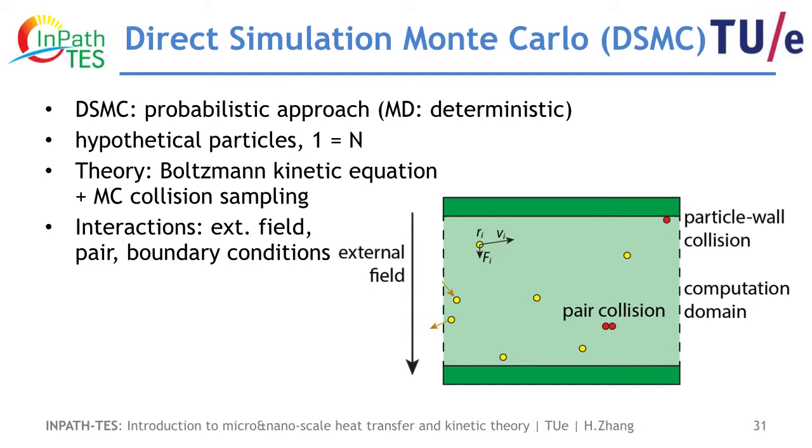Here we introduce an alternative called direct simulation Monte Carlo, abbreviated as DSMC. It is faster than MD because it uses hypothetical particles. Each particle in DSMC represents n number of particles in the system. In this way, the degrees of freedom in the system is greatly reduced. In contrast to MD, DSMC uses a probabilistic approach to sample the collisions. The interactions included in DSMC are external field, such as gravity, pair interaction for pair collisions, and boundary conditions.